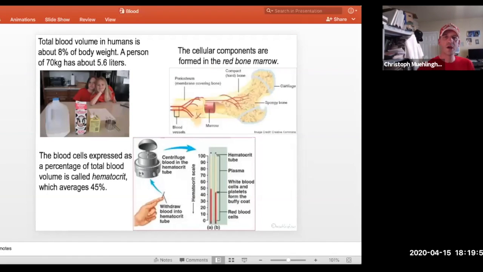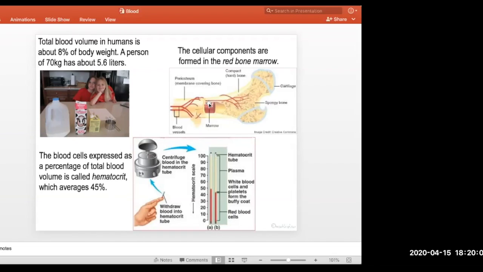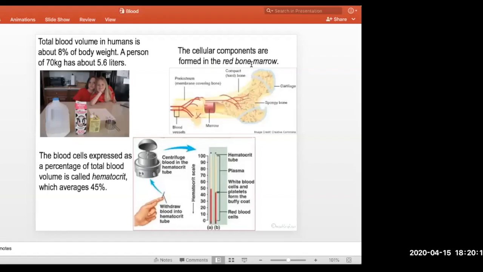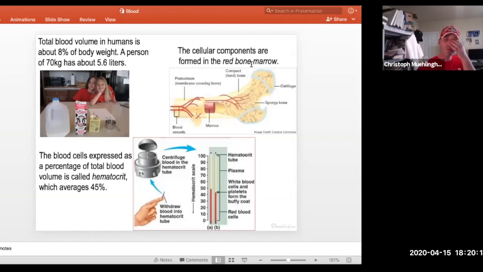Here we got how much blood it is. That's how much blood you got in your system, more or less. There was the hematocrit. Where all the blood stuff comes from. That's interesting. All the blood components, the cellular components, come from bone. So that's kind of cool.